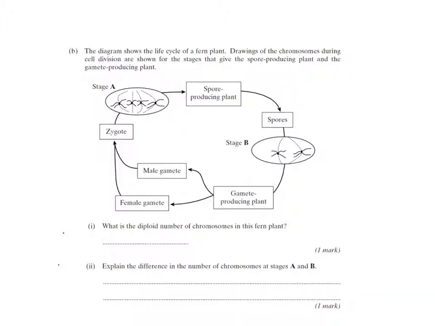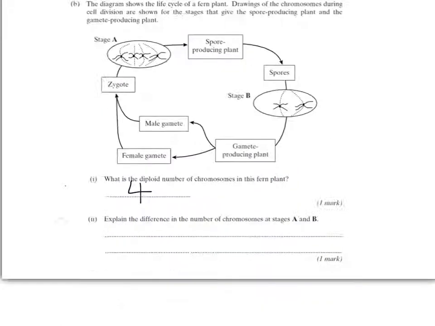Here's another question. Basically, again, the clues are in the question. We've got stage A, and we've got 4 chromosomes here, and stage B, we've only got 2 chromosomes. It says, what's the diploid number of chromosomes in this fern plant? Well, I know that a diploid cell has twice the number of chromosomes as a haploid cell, so therefore that tells me that the diploid number must be 4 chromosomes. The question then asks me to explain the difference in the number of chromosomes at stages A and B. Well, again, from looking at the question, I know that meiosis must have taken place, therefore the number of chromosomes has halved.